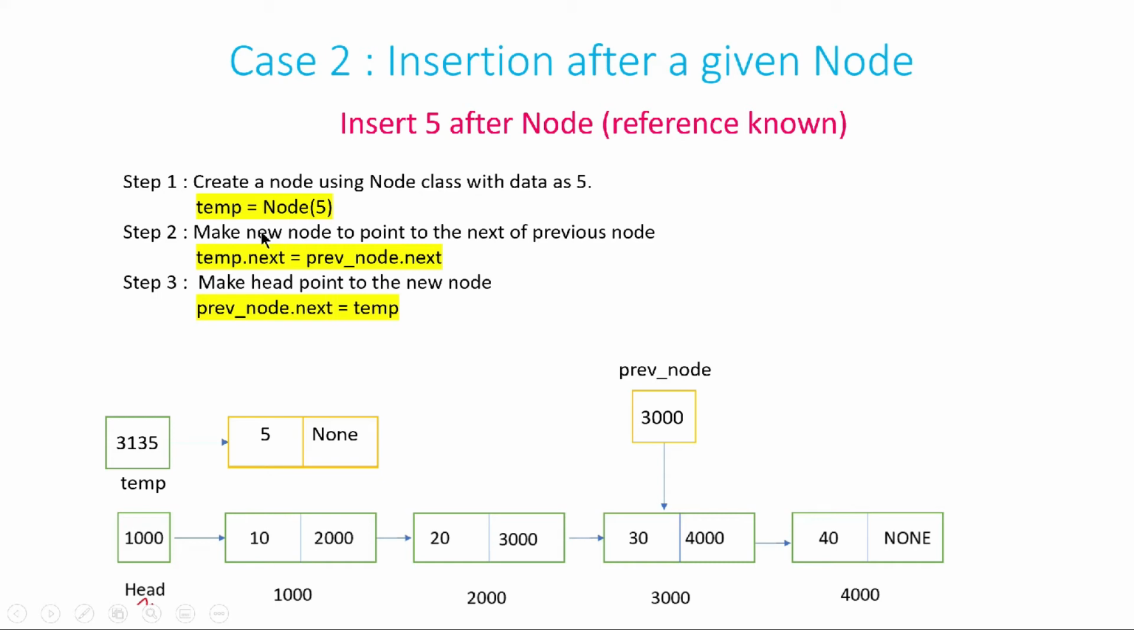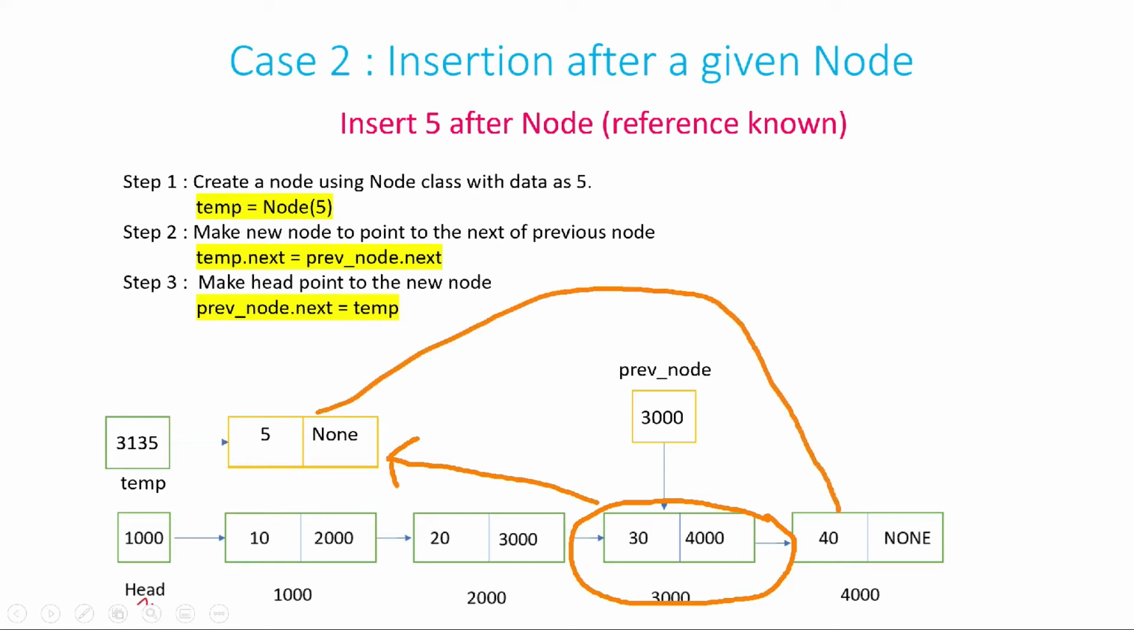So first thing again, you'll create a new node with data as 5. Let's say again its reference is in temp having value 3135. And also what is given to you is a reference to the previous node. So it's 3000. After this node, this should come, and then this should point to the next node.